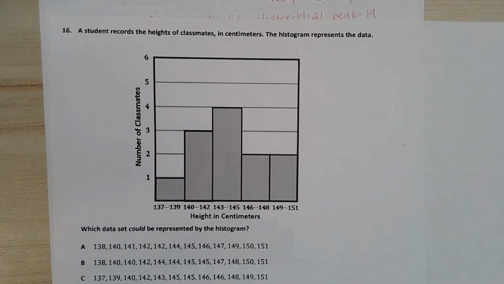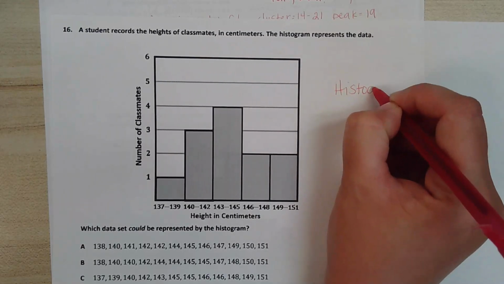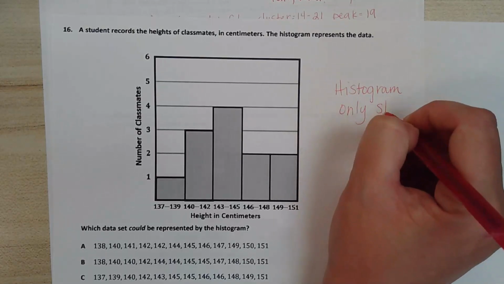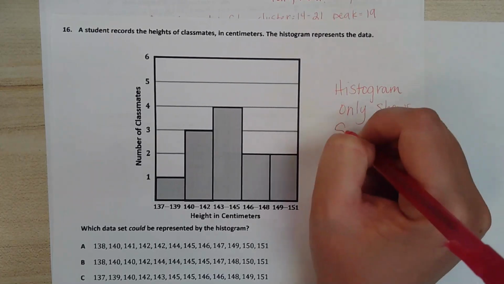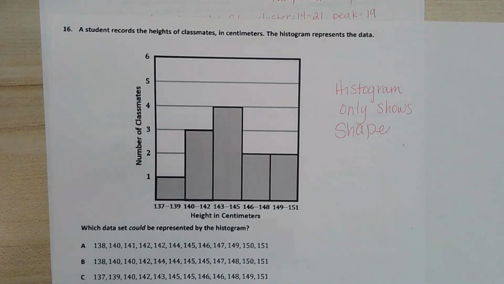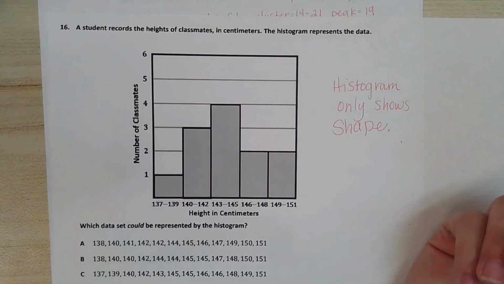It says a student records the heights of classmates in centimeters. The histogram represents the data. So remember, what did we say a histogram only shows you? Only shows shape. So it only shows shape. Well, what is something that you can see now that you know it only shows shape? What's some ways that we can describe this?